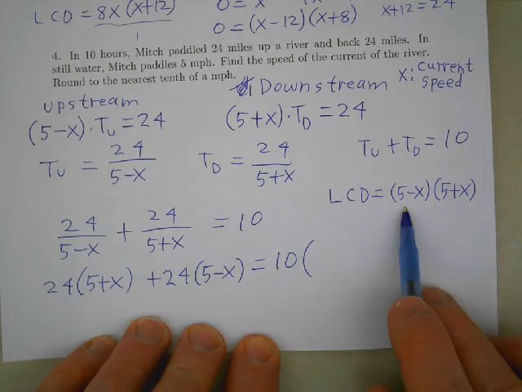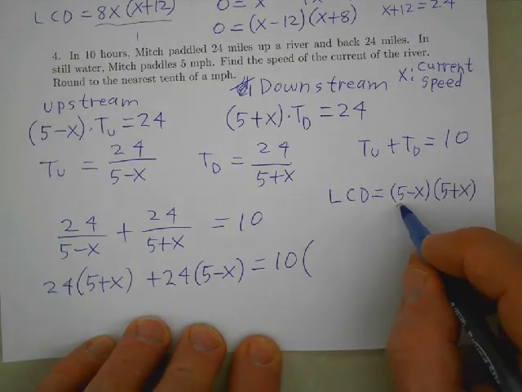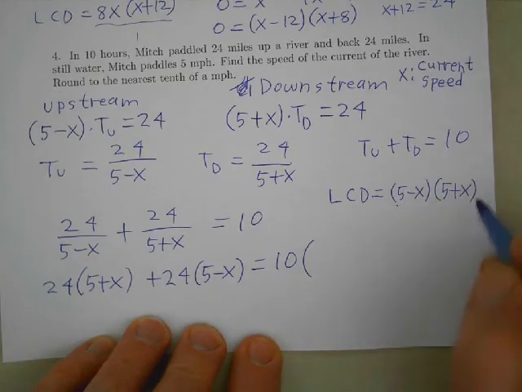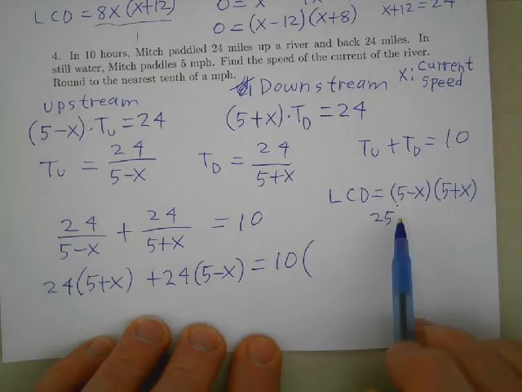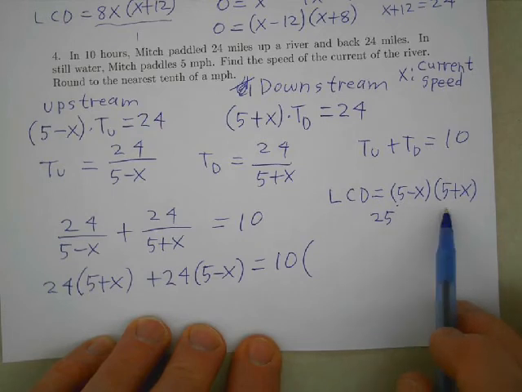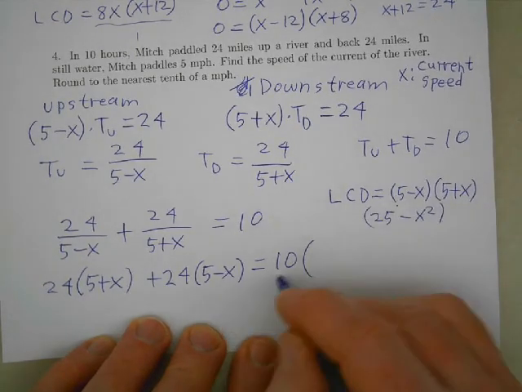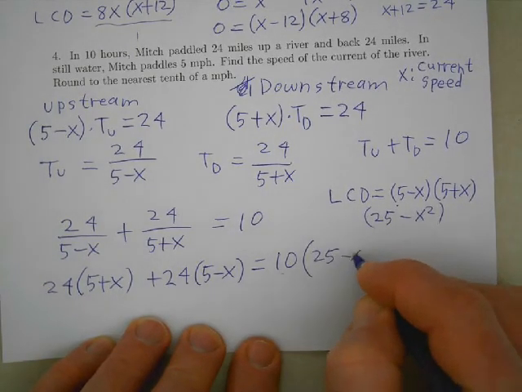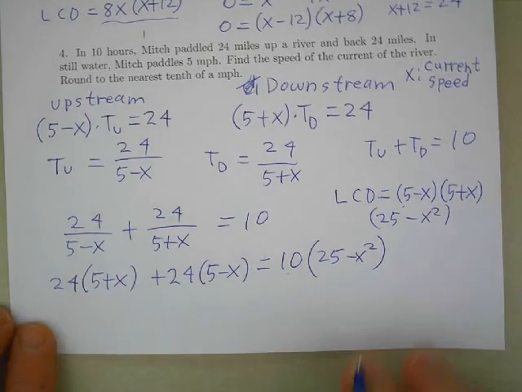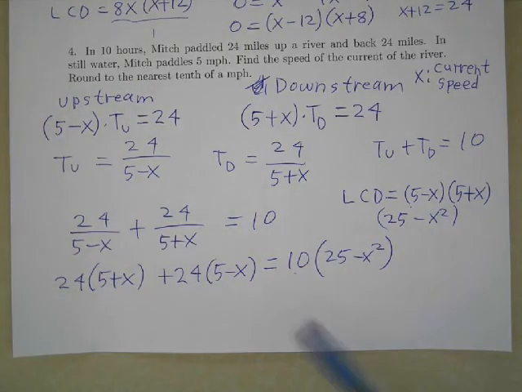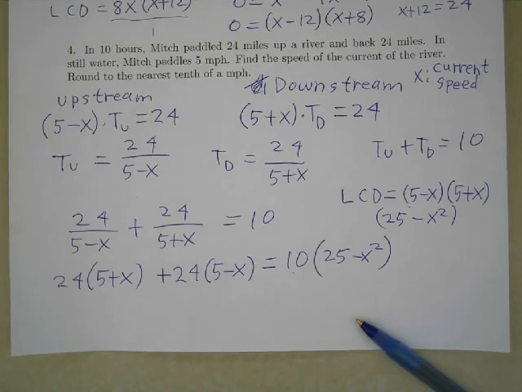I'll just multiply those out here. 5 minus x times 5 plus x. It's going to be 25 plus 5x minus 5x, so those cancel each other out, and then minus x squared. So this is 10 times 25 minus x squared. We're running out of time, so we'll complete this in the next video.